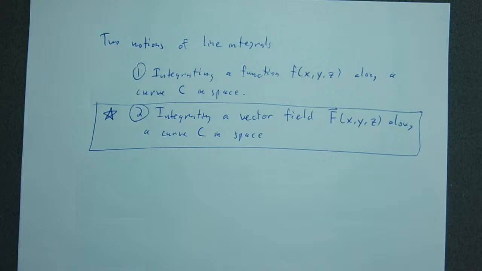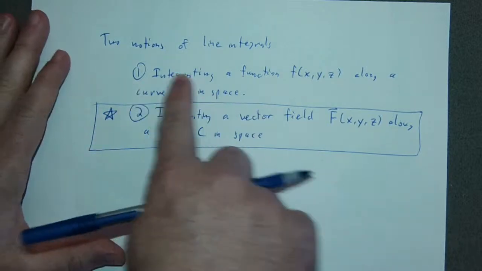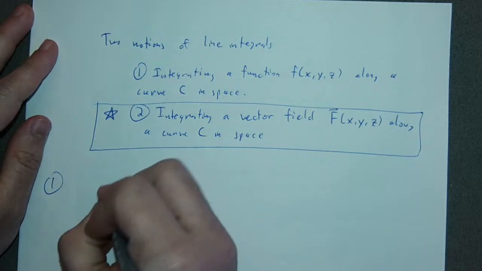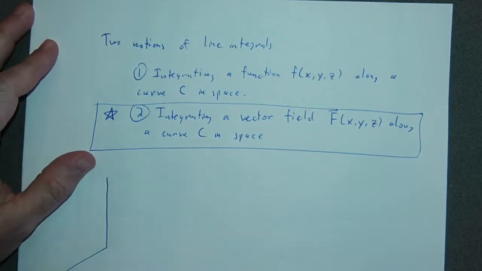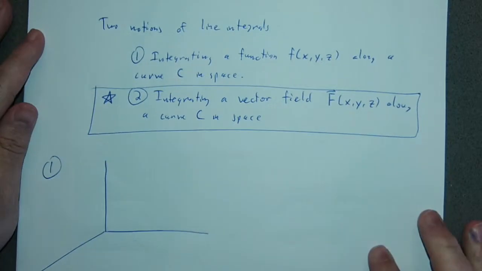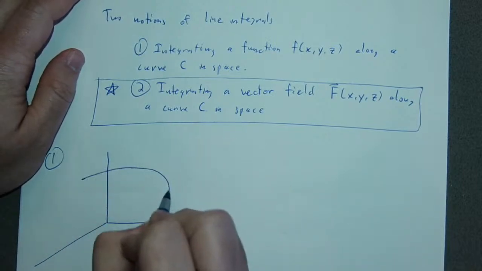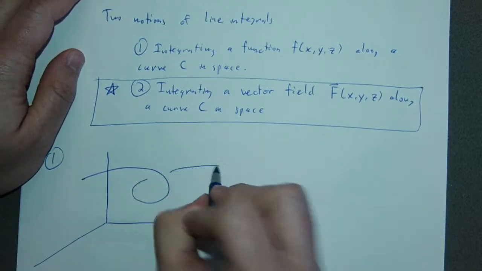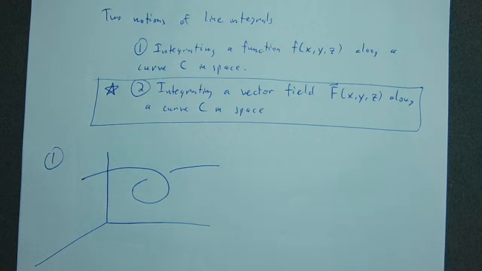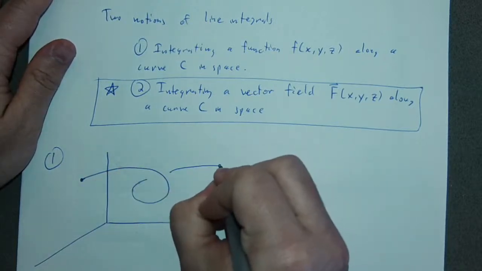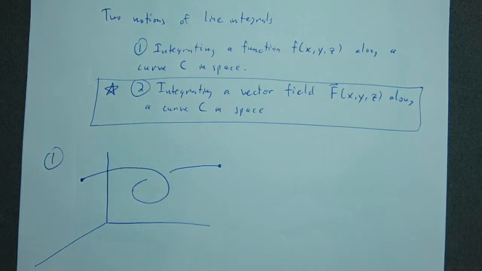Okay, so let's define this first thing. To define the first notion, let's draw a picture of space here. So here's a representation of space. Here's my typical space curve drawn like this. And we'll say my space curve has endpoints like that.